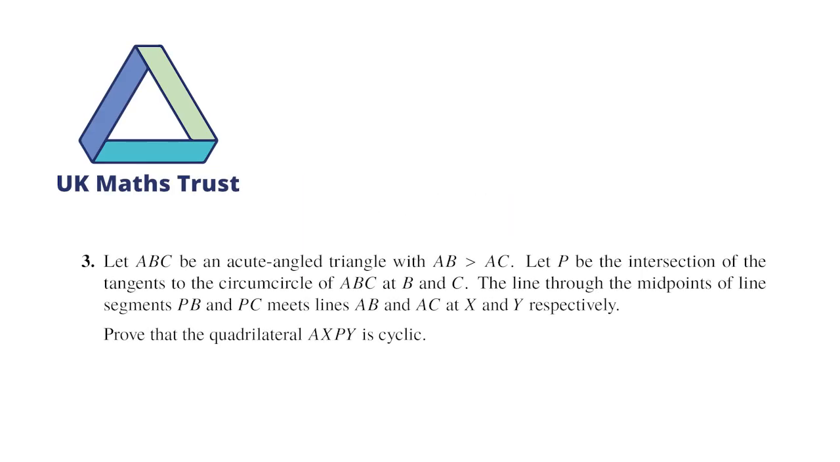Question 3. Let ABC be an acute angled triangle with AB being longer than AC. Let P be the intersection of the tangents to the circumcircle of ABC at B and C. The line through the midpoints of the line segments PB and PC meets lines AB and AC at X and Y respectively. Prove that the quadrilateral AXPY is cyclic.